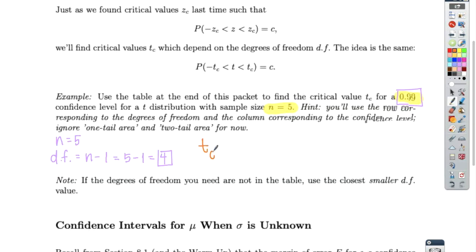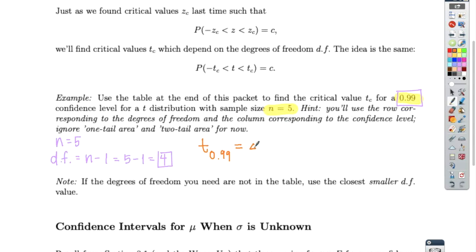Our critical value for a 99% confidence is 4.604. And we use the same notation as we did for the Z, so we put a little subscript and then your confidence level there.